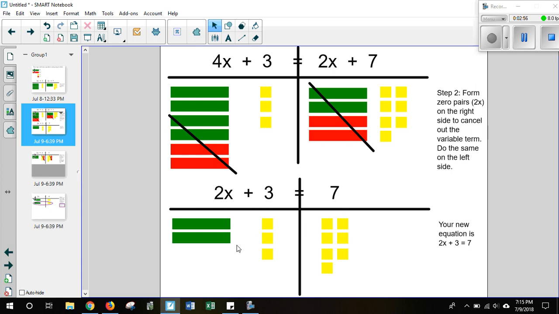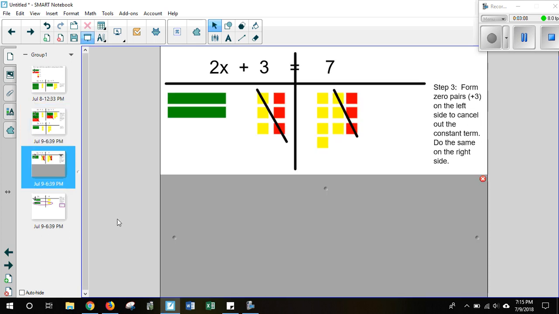Now that we have our variable terms isolated on the left side of our equation, I need to work at moving these constant tiles away from my green variable tiles. I must again form zero pairs. So I have 3 yellow square tiles on the left-hand side. I must add 3 red square tiles also to the left-hand side to cancel these out, forming zero pairs.